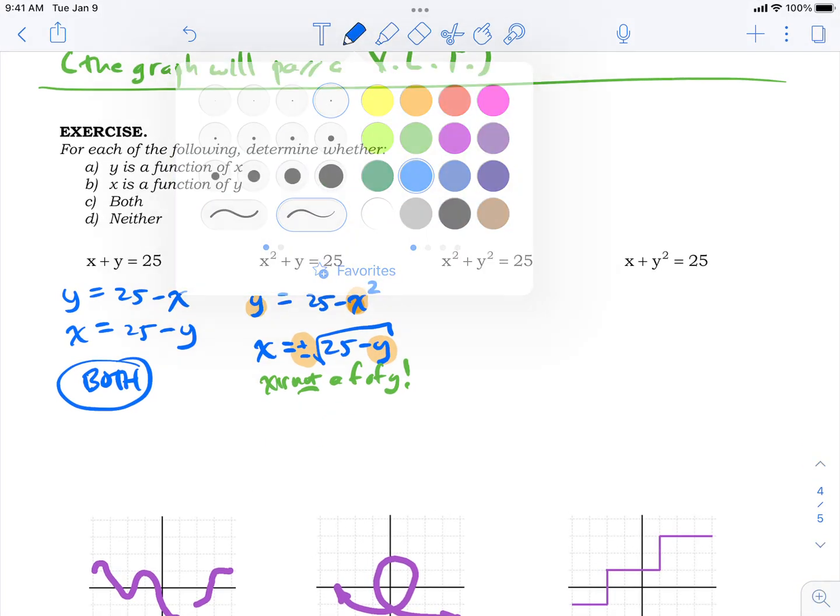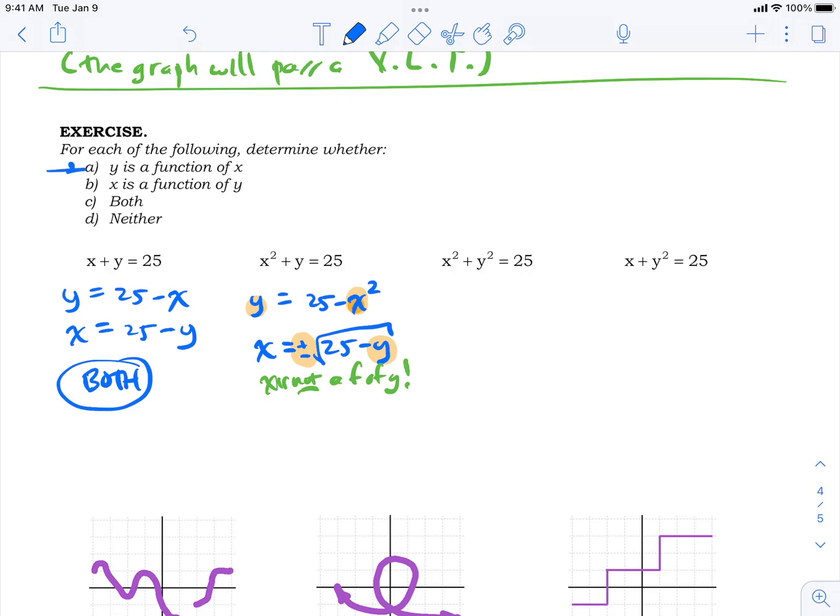Okay, it's choice A. Choice A: y is a function of x. x is not a function of y because of that plus or minus thing going on there. Now, once you're onto that trick, you'll pretty quickly catch on here.